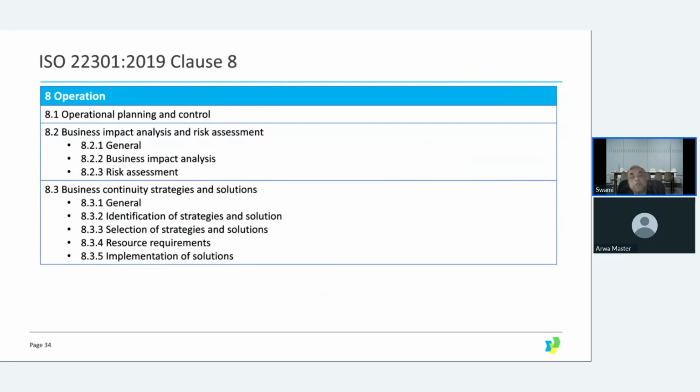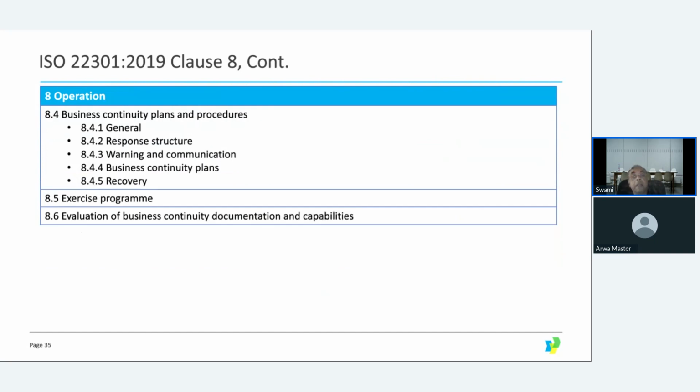Also, we need to select the strategies and solutions for implementing business continuity, along with resource requirements and implementation of the solutions identified. All these aspects you are supposed to take care of as part of the business continuity strategies and solution implementation. Now, coming back to the plans and procedures, you need to have a response structure. You need to have an organization structure related to the business continuity management system, and also a process in place to communicate all the information to all the relevant stakeholders, ensuring that they are aware of what they are supposed to do at what point in time, and business continuity plans and recovery plans.